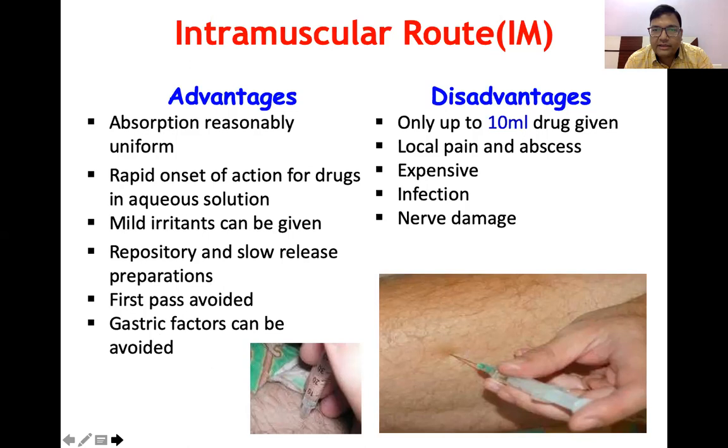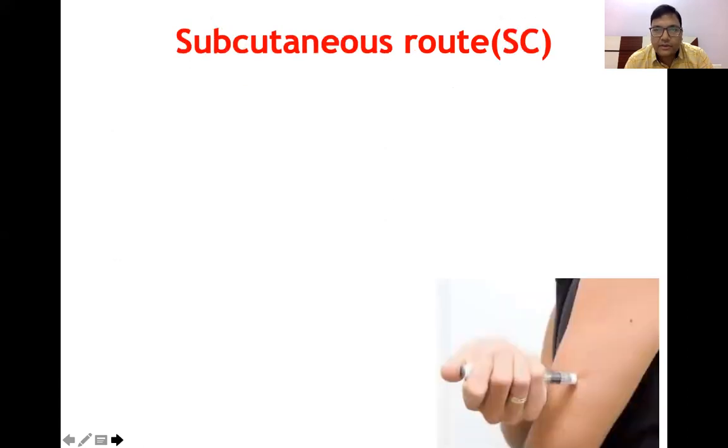The disadvantage is that we can administer a maximum of 10 ml by the intramuscular route, and there are chances of local pain, abscess formation, sterilization is required, so it is expensive. Infection can occur, or nerve damage can also occur by the intramuscular route.